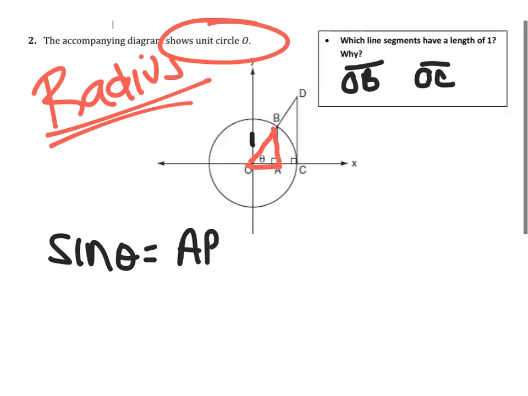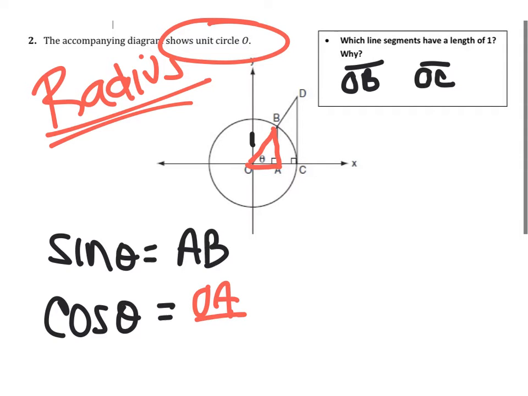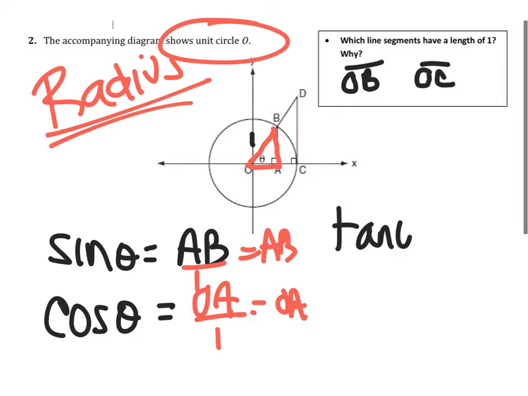So the sine value is AB. The cosine value, so A over H. So I'm going my adjacent side, which in this red triangle is just O to A, over the hypotenuse, which is again a length of 1. So that is just OA. And then we'll grab tangent. Tangent is opposite over adjacent.